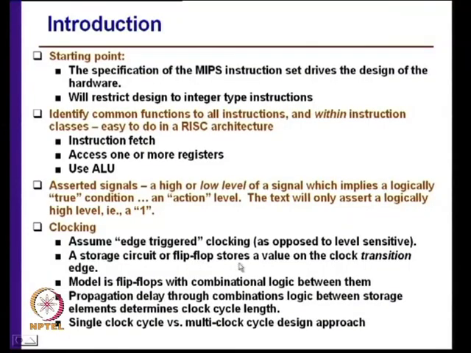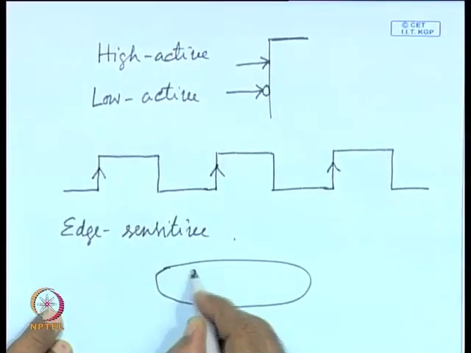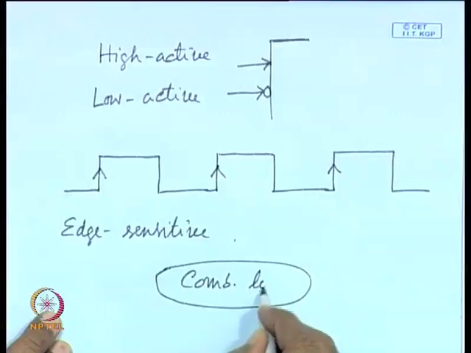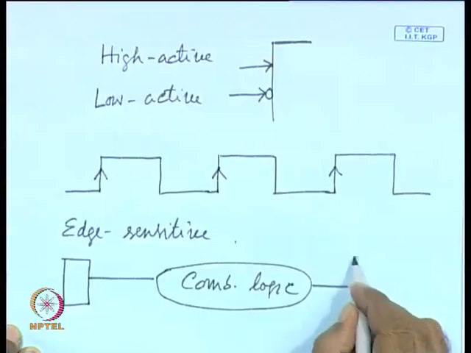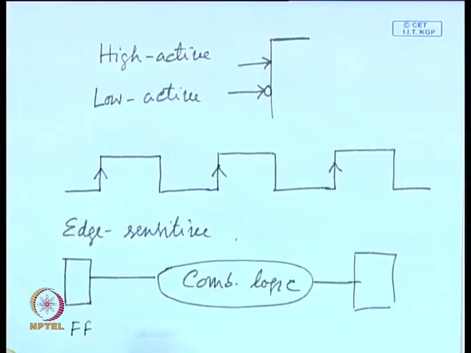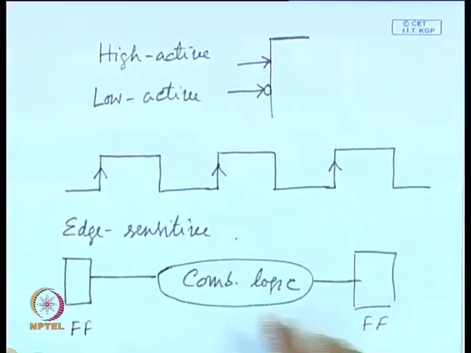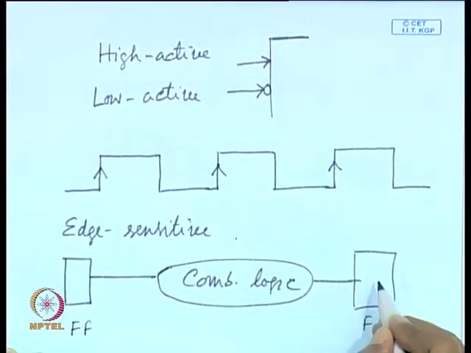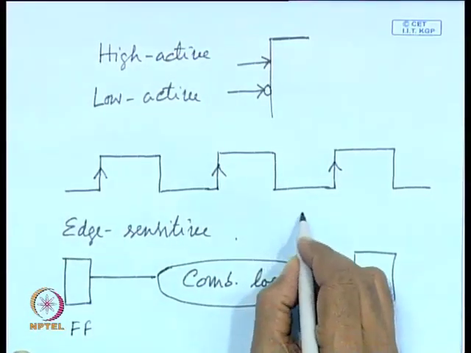So, a storage circuit or flip flop stores a value on the clock transition edge, as I have already told. The model is flip flops with combinational logic between them. Here you have got some combinational logic, and here you have got a flip flop or storage element on either side. Your input is coming from a flip flop. The combinational circuit will be performing different things, that is your processor that we shall realize, and stores the result in a flip flop. That will be done in one clock cycle. So, right now we shall assume a single clock cycle.